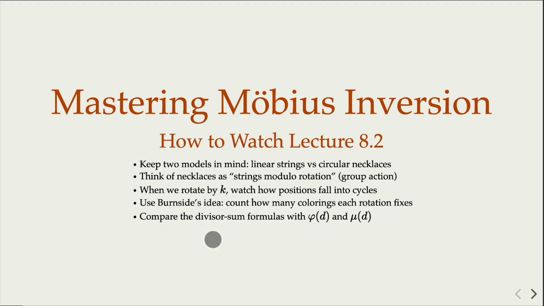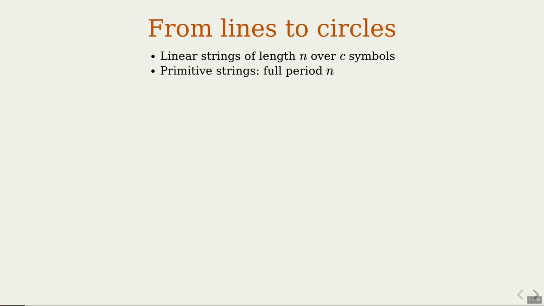If you want to go back and view the previous 8.1 lecture: last time we counted linear strings by understanding their periods and using Möbius inversion. We began with simple strings laid out in a row, choosing each position independently from some alphabet of C symbols. Primitive meant that the pattern does not repeat earlier. You must traverse the entire length before it lines up again. Non-primitive strings came from repeating a shorter block, so their true period was a divisor of the length.